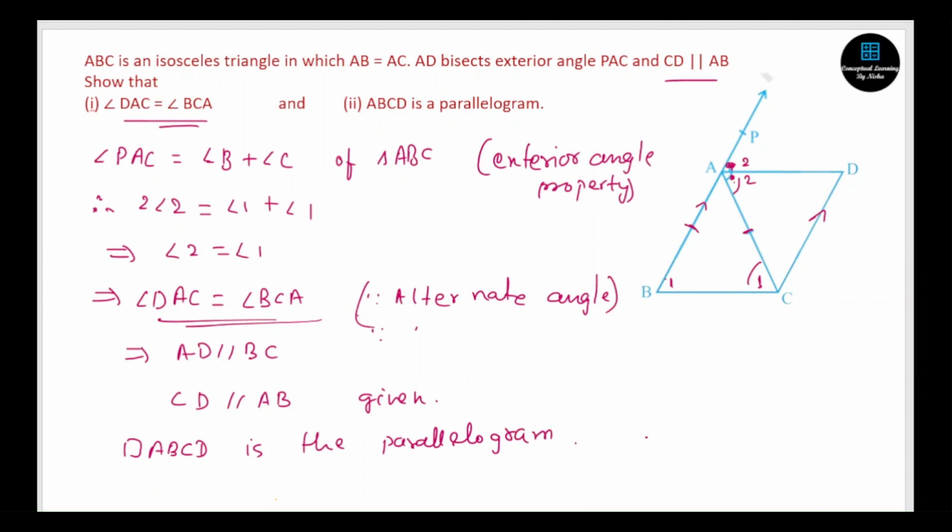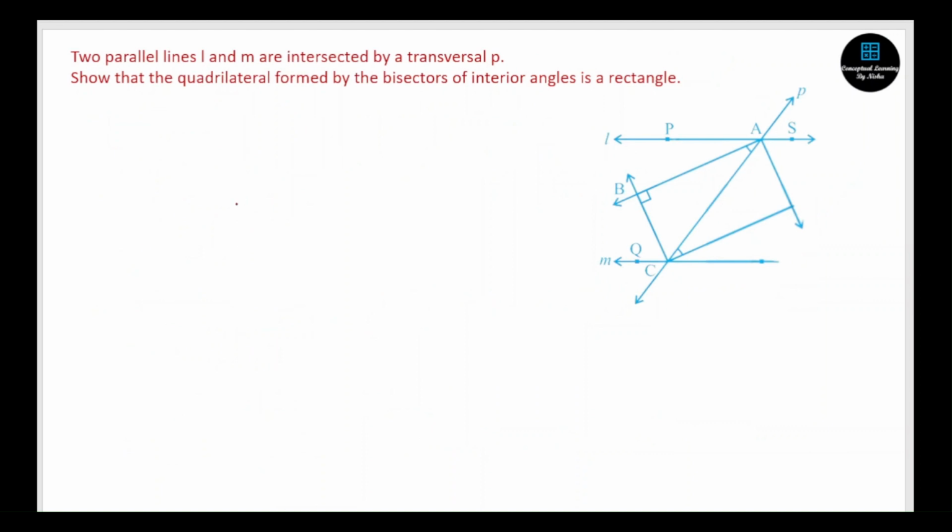Correct? Using the theorem, you have to write the statement of the theorem. Alright? Okay, great. Very interesting question. Two parallel lines L and N are intersected by the transversal P. Now we have to show that the quadrilateral formed by the bisectors of interior angles is a rectangle.